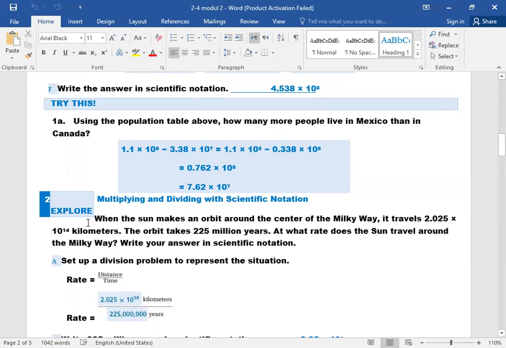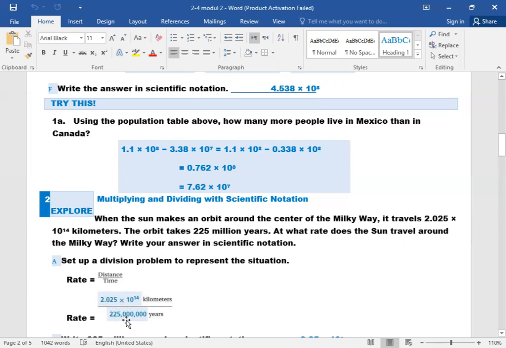Where is the distance here in this question? So he said 2.025 times 10 to the power of 14 kilometers. So this represents the distance. Where is the time? The time is 225 million. Then the rate equals distance over time.